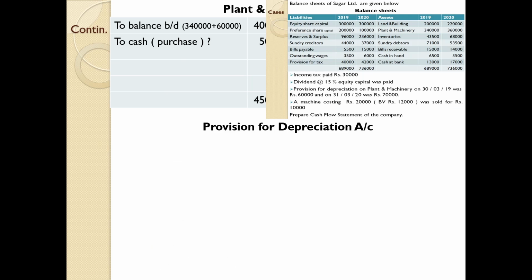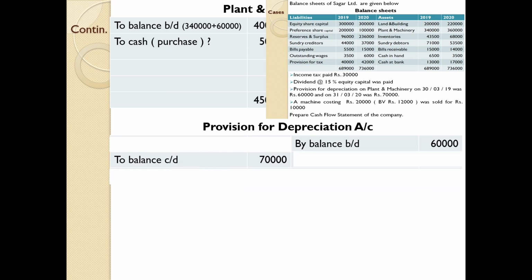Next one, provision for depreciation. We need to prepare a provision for depreciation account since the opening and closing balances are given. We will begin with the opening as well as the closing balance. It is given in the adjustment: 60,000 and 70,000.